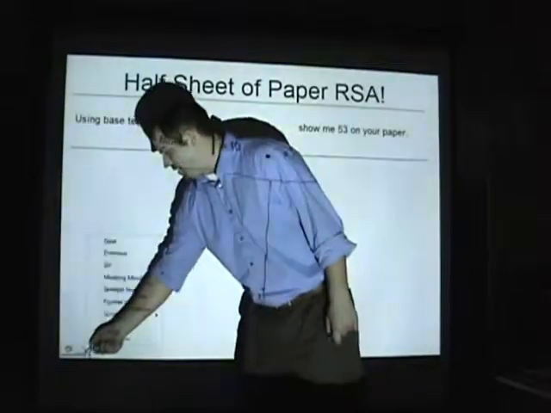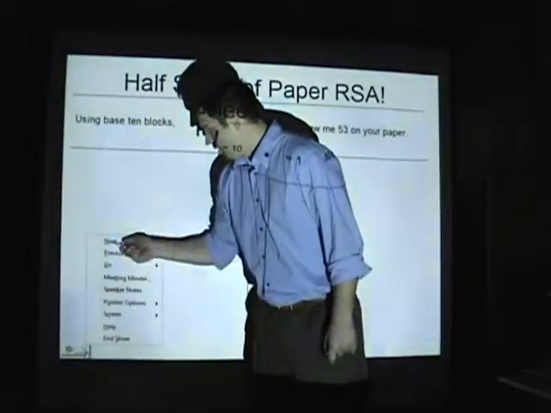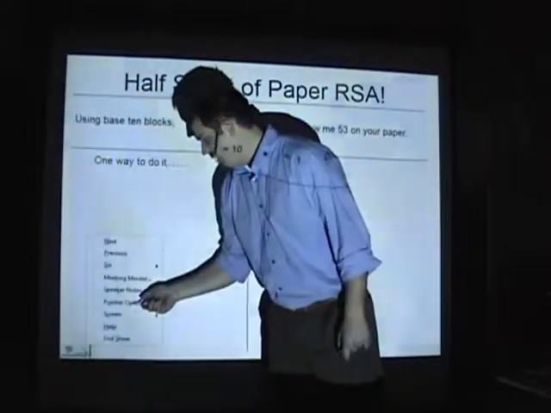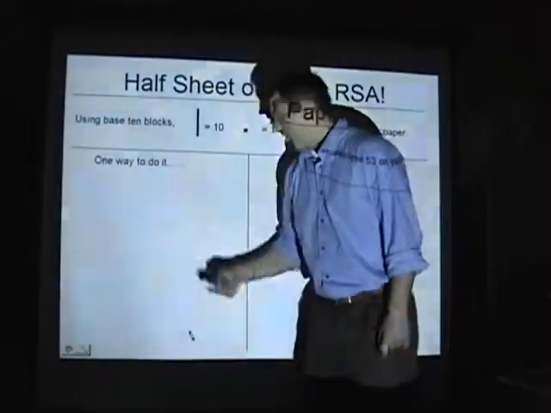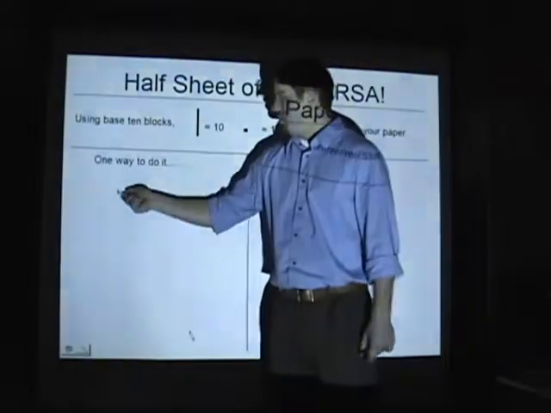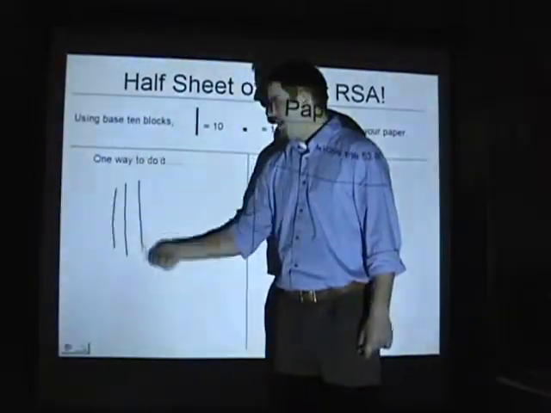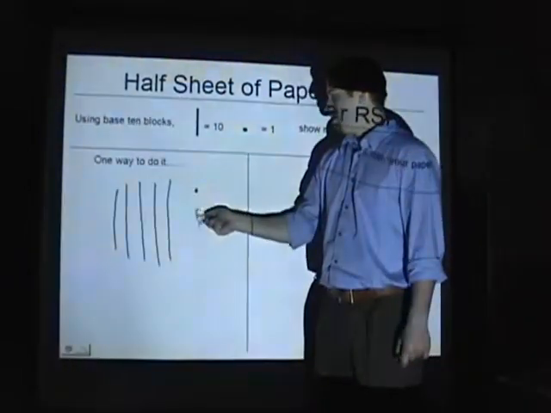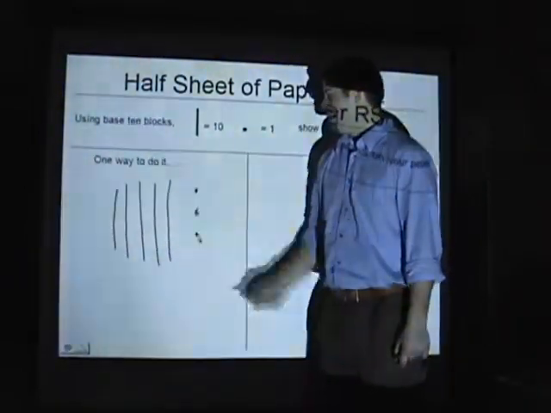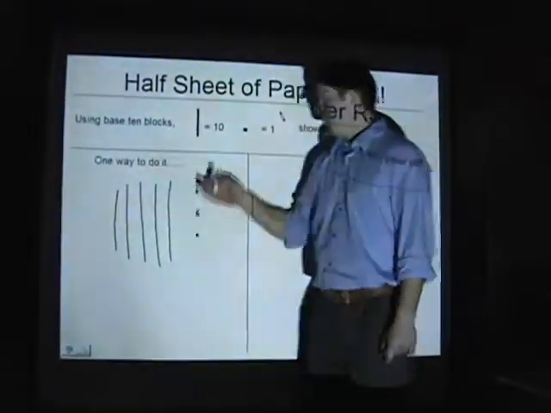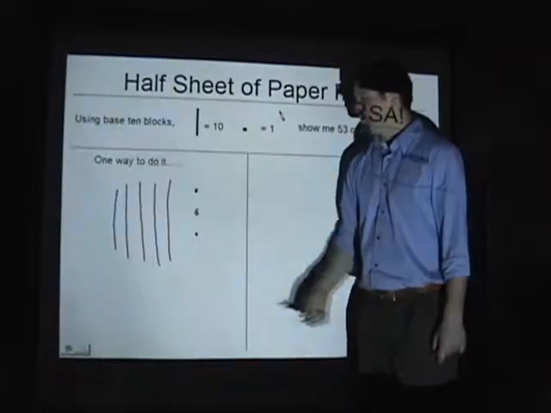What this will allow me to do is have them show me one way to do it. I'll have it as a pen, and they'll come up here and show me one way to show 53. So one student might show me 5 longs and then 3 little dots for the cubes. So then now I have 10, 20, 30, 40, 50, 51, 52, 53.